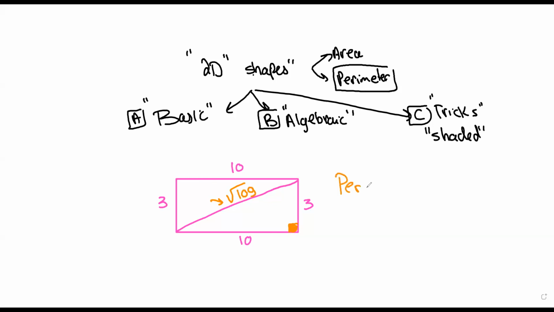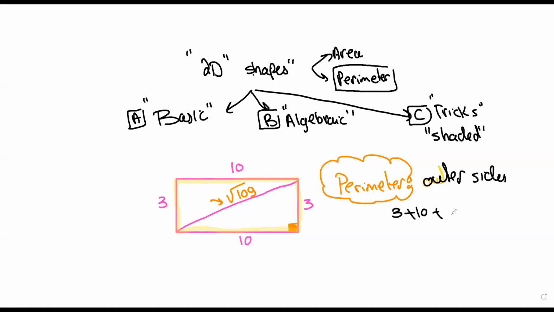Now, if the question says, for instance, find the perimeter of the following rectangle, which sides do I add? Please remember that the perimeter means that you add the outer sides, the ones that are highlighted in yellow. Why am I using yellow? The perimeter will be the outer sides. تمام كده اللي هم 3 plus 10 plus 10 plus 3. And then, of course, you get the answer, which is 26.